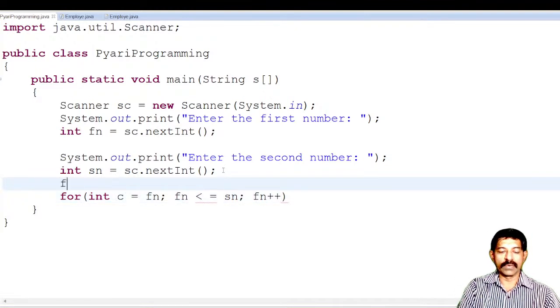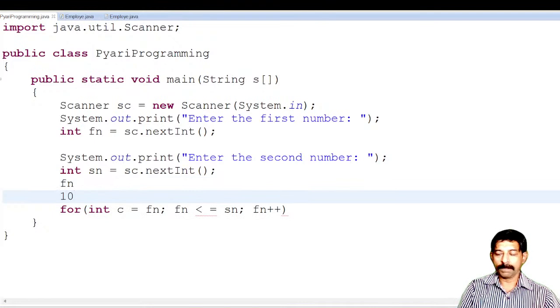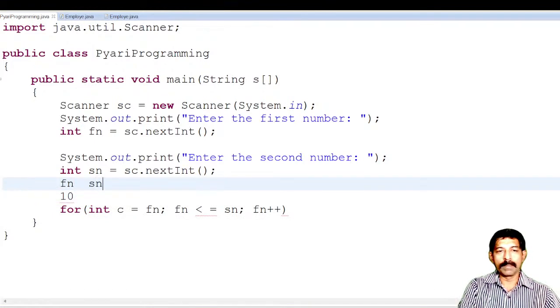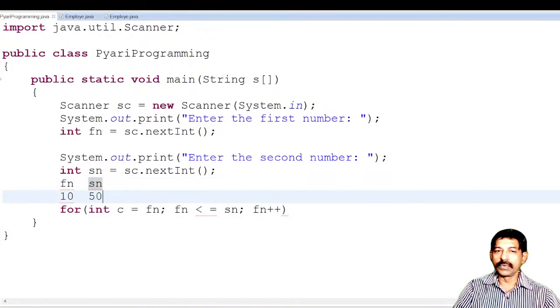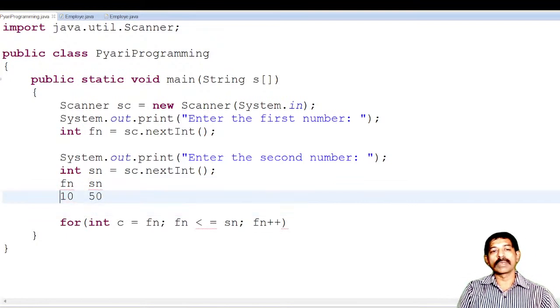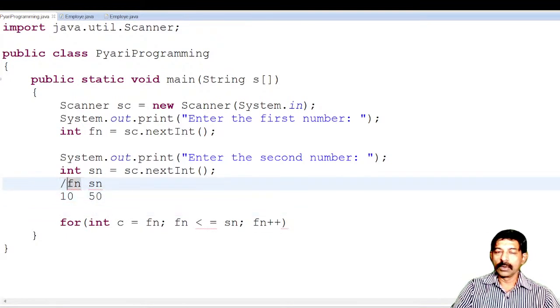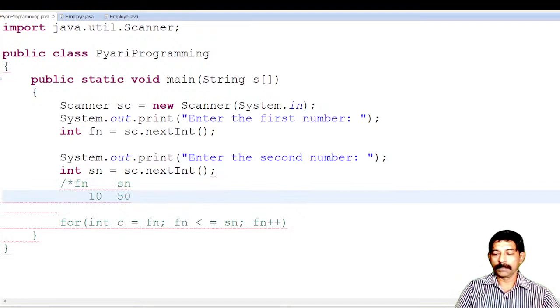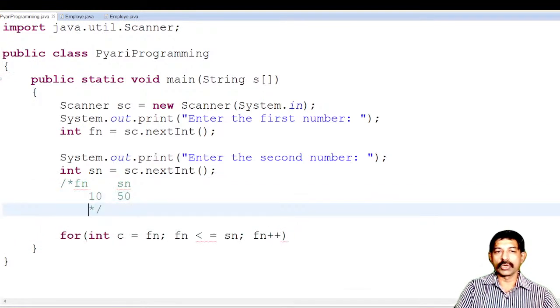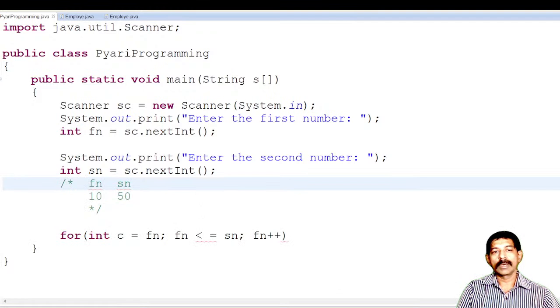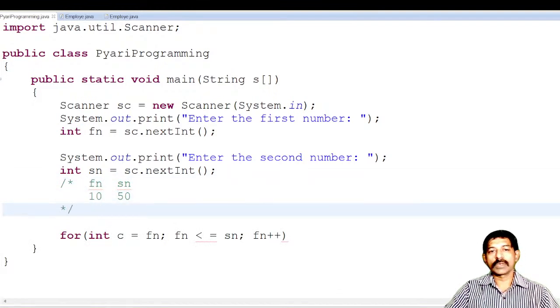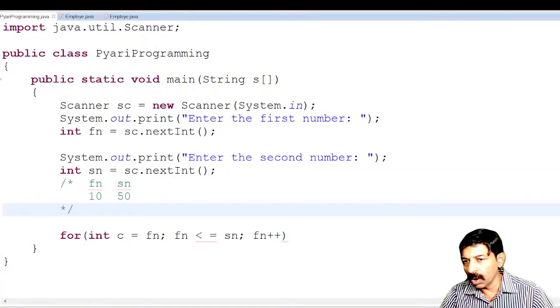Suppose the user has given the first number as 10 and the second number as 50. Now I will display all the buzz numbers between 10 and 50. Hope I am clear to everyone. First of all, is the question understood by everyone or not?